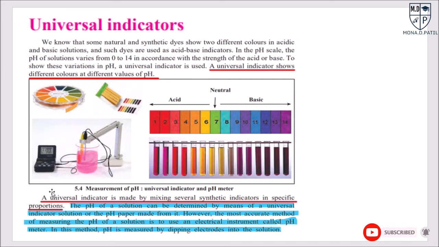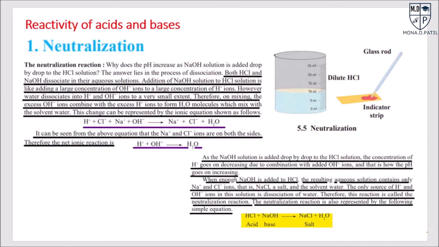Okay. Then next, the reactivity of acids and bases. The first reaction is the neutralization reaction. In the neutralization reaction, you can see here the pH increases as NaOH solution is added drop by drop to the HCl solution. The answer lies in the process of dissociation. Both hydrochloric acid and sodium hydroxide dissociate in their aqueous solution.